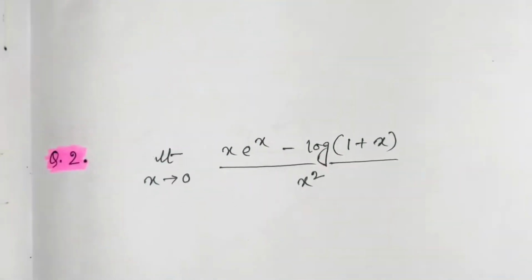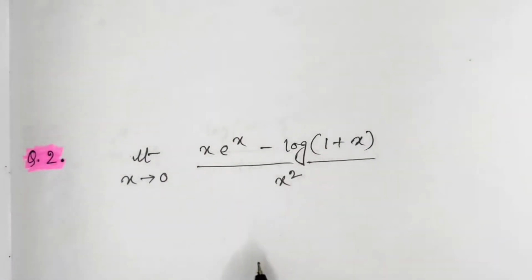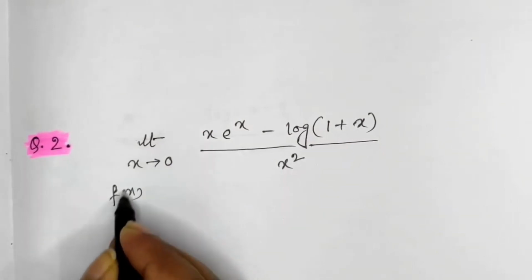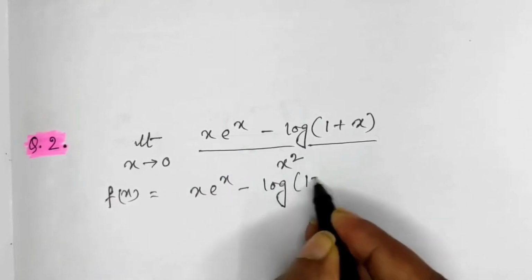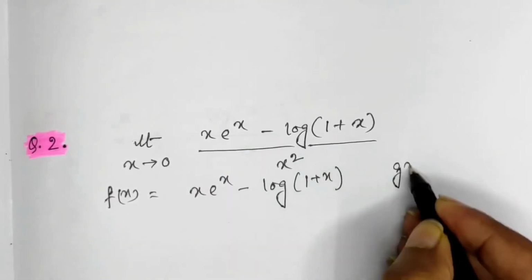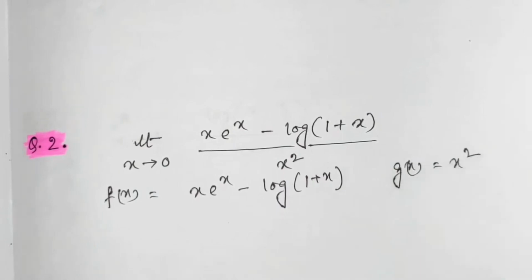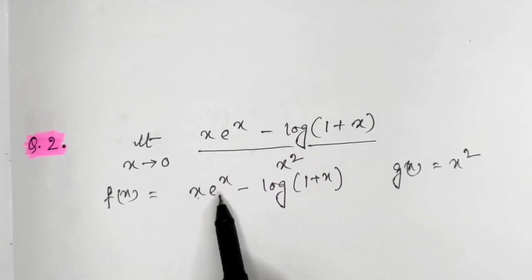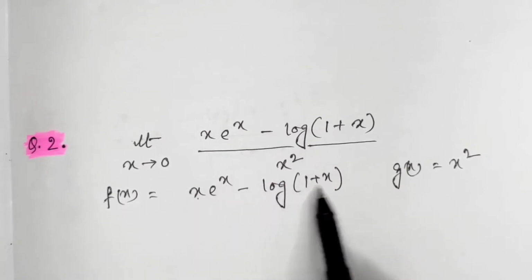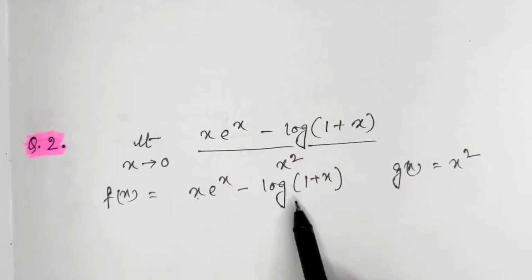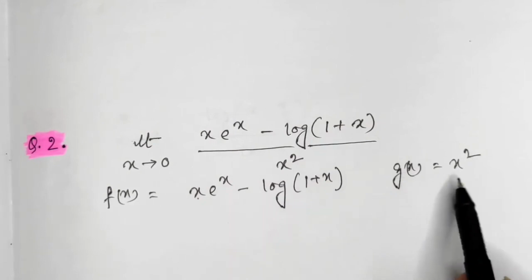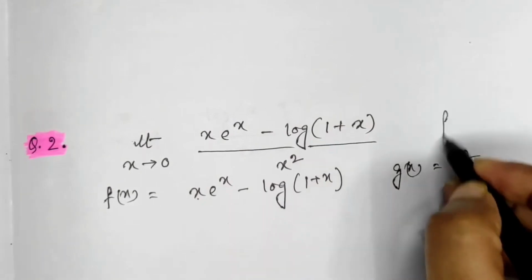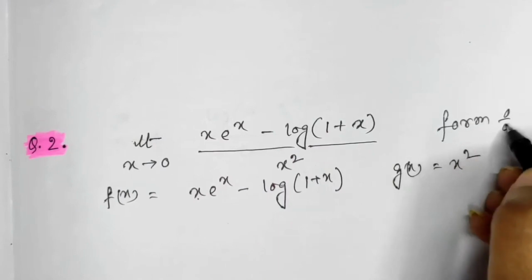Let us consider another one. Here again one function is given, and here f(x) equals x e to the power x minus log of 1 plus x, and g(x) is x square. Very obviously when x tends to 0 we shall find out it is 0, and log of 1 plus 0 means log 1, which is 0, that we know. So the functional value at the point x equals 0 is 0, and g(x) obviously is 0, so this one is also in the form of 0 by 0.